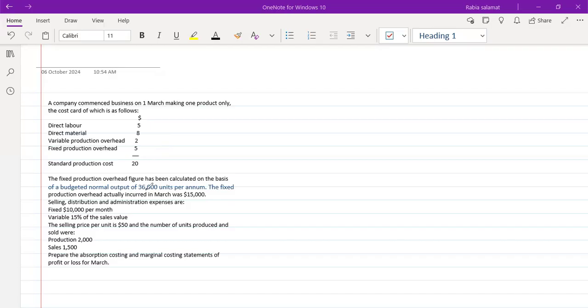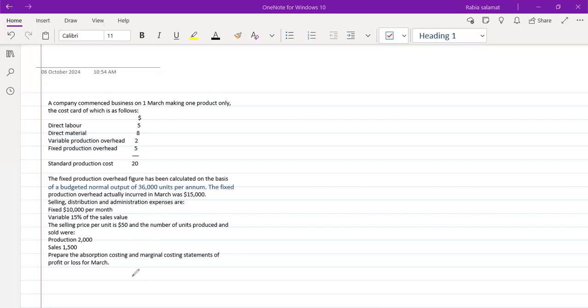The fixed production overhead figure has been calculated on the basis of the budgeted normal output of 36,000 units per annum. The fixed production overhead actually incurred in March was 15,000. Selling, distribution, and administration expenses: fixed is 10,000, variable is 15% of sales value. The selling price per unit is 50, and the number of units produced and sold: production is 2000, sale is 1500. Prepare the absorption costing and marginal costing statement of profit and loss for March.